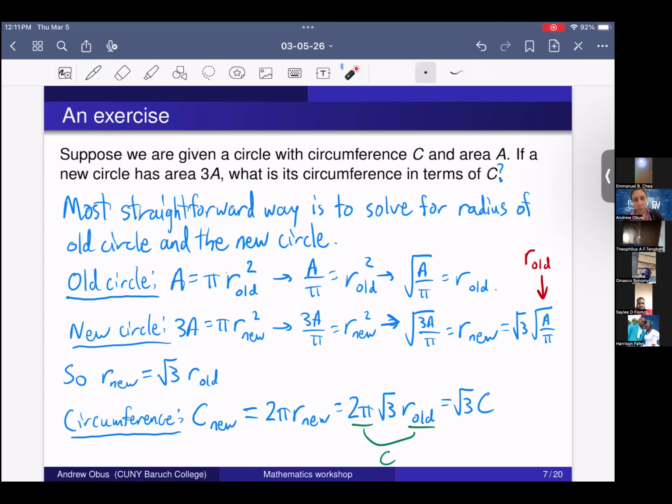And so this is what the question is actually asking us for. A new circle has area 3A. What is its circumference in terms of C? Well, the new circumference is equal to square root of 3 times C. So this is the relationship that we want. The new circumference is square root of 3 times the old circumference.